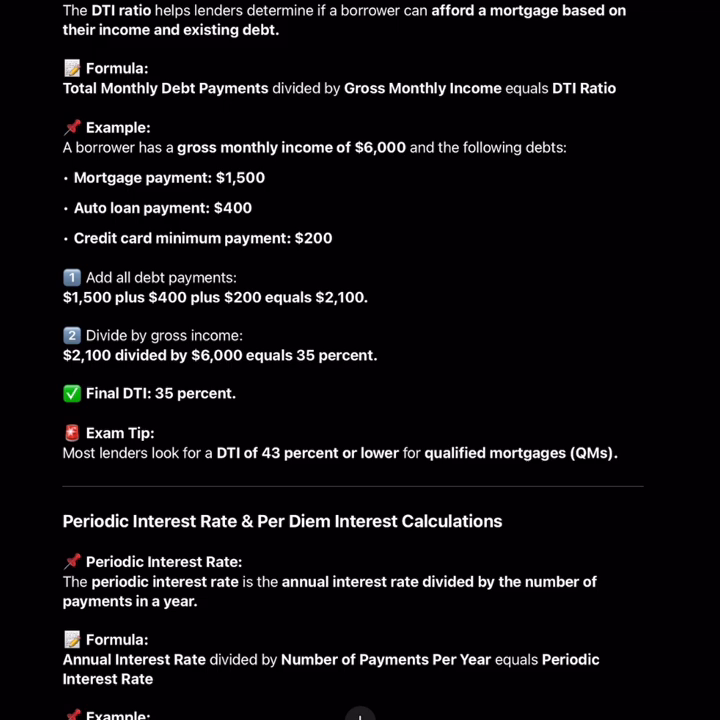Example: a borrower has a gross monthly income of $6,000 and the following debts: mortgage payment, $1,500; auto loan payment, $400; credit card minimum payment, $200. 1. Add all debt payments. $1,500 plus $400 plus $200 equals $2,100. 2. Divide by gross income. $2,100 divided by $6,000 equals 35%. Final DTI, 35%. Exam tip: most lenders look for a DTI of 43% or lower for qualified mortgages, QMs.